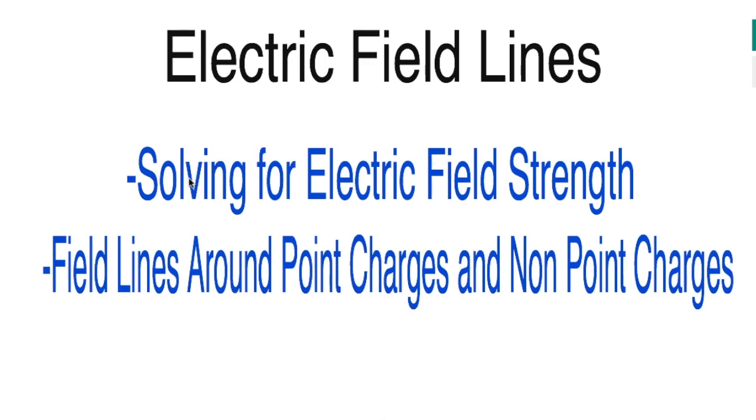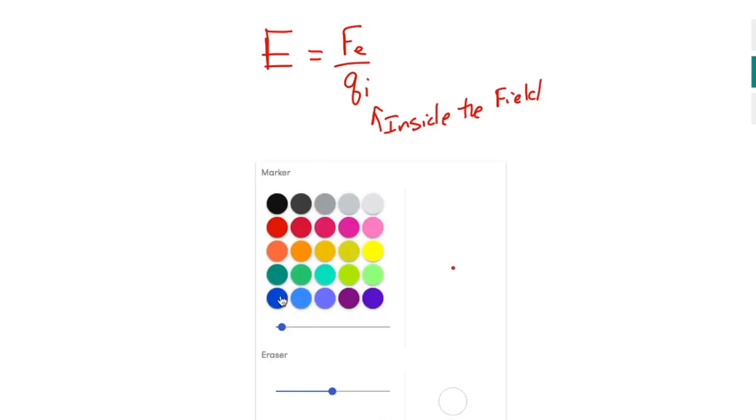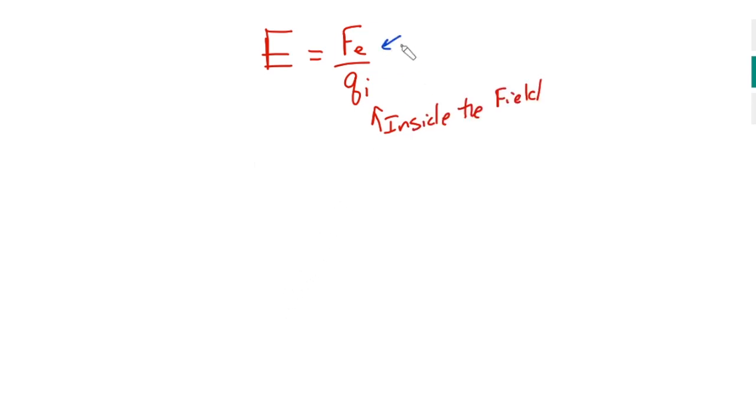In this lesson, we're going to be talking about solving for electric field strength and then drawing electric field lines around point charges and non-point charges as well. If we remember from the last lesson, to solve for the electric field strength, we take the electrostatic force and divide it by some Q, where this is Q1 or whatever, the Q inside the field, and this is the electrostatic force.